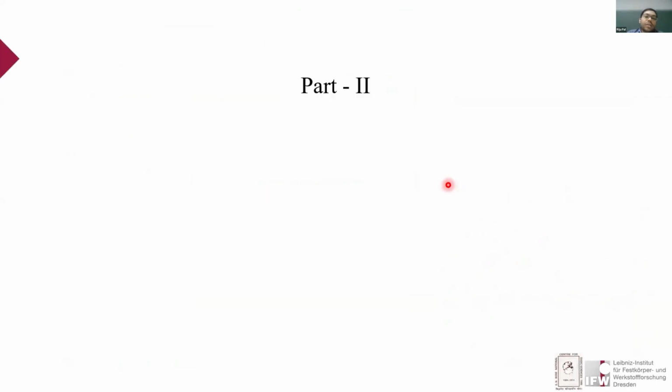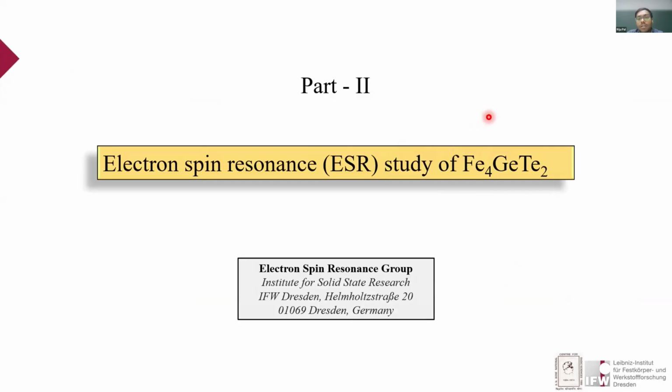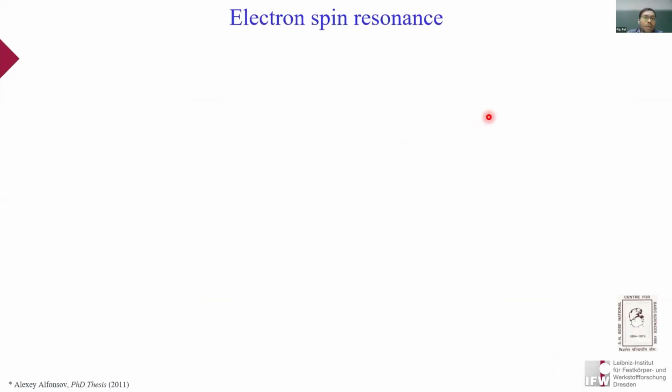So, later, to investigate the spin dynamics of the system, we have performed an electron spin resonance spectroscopic study. Briefly, electron spin resonance is a spectroscopic tool which mainly focuses on the spins of the electron.